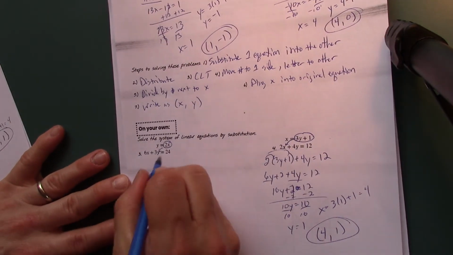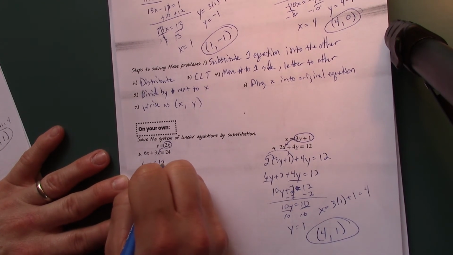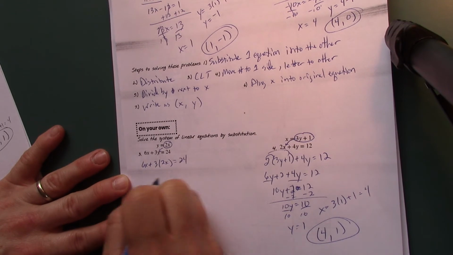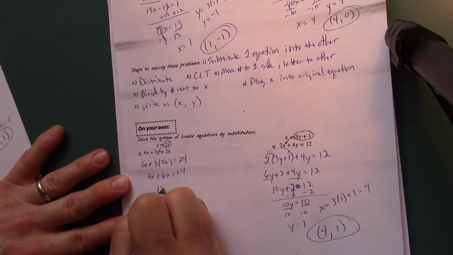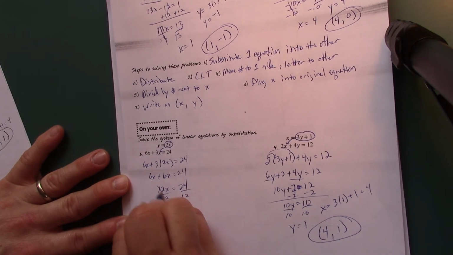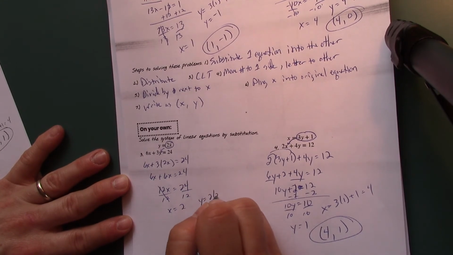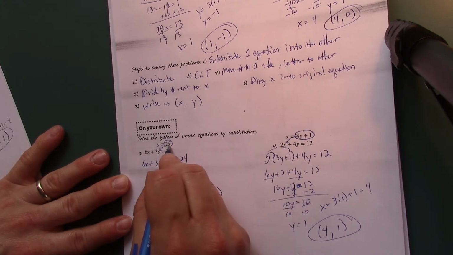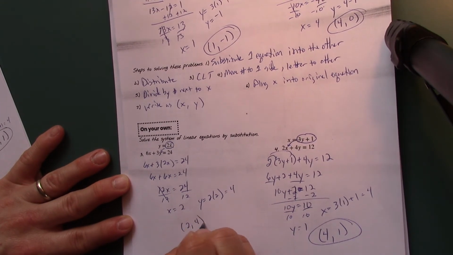This one down here is going to go even quicker because that's just a 2x. So 6x plus 3 times 2x equals 24, which is 6x plus 6x equals 24, which is 12x equals 24. There is nothing to bring to the other side, so go right to dividing to get 2. And then plug that into the original equation. 2 times 2 is 4. And there's my point, (2, 4).